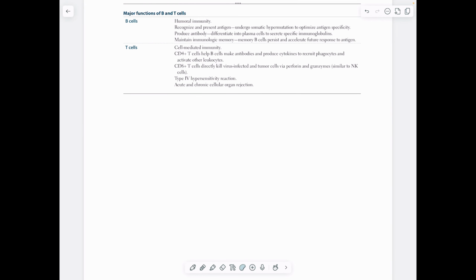Now we are going to start with the major functions of B cells. B cells are responsible for humoral immunity. Humoral immunity is a type of adaptive immune response that involves the production of antibodies by B lymphocytes to neutralize and eliminate extracellular pathogens and toxins. They recognize and present the antigen and undergo somatic hypermutation to optimize antigen specificity.